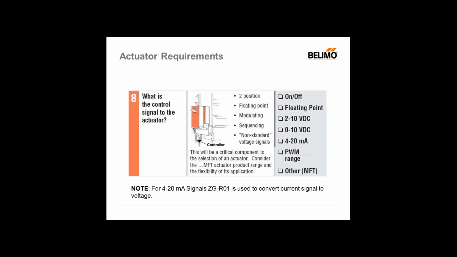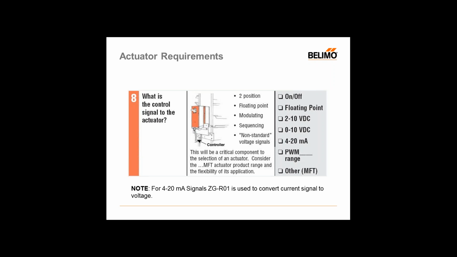Step 8. In addition to the power, what kind of control do you need? You have the basic on-off, a two-wire type control. You need either close or open. Floating point, which is a lower-end type of modulating control. You go either clockwise or counterclockwise or stay in place. 2 to 10 or 0 to 10 VDC control signal, which is a modulating type control, directly proportional to a control signal. 4 to 20 milliamps, similar to a voltage type control, but in this case it's current.